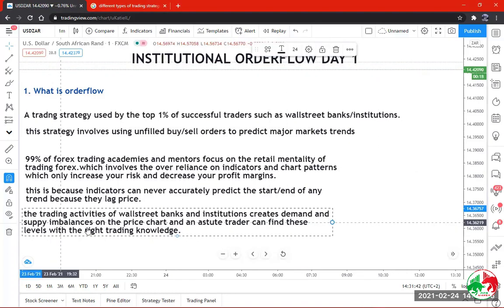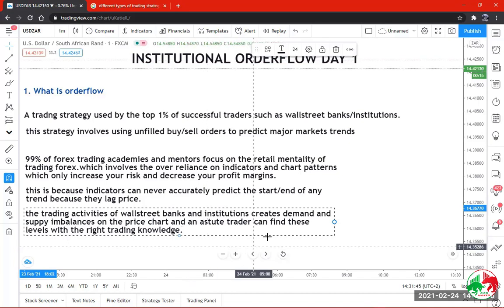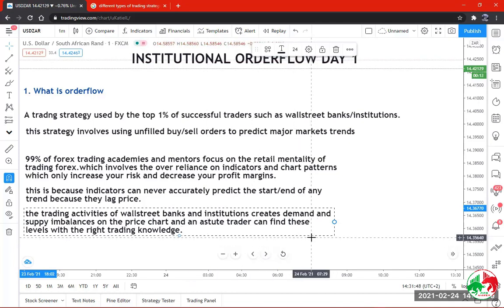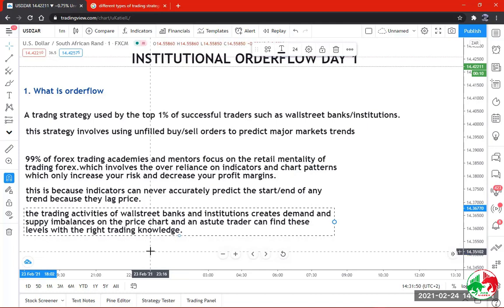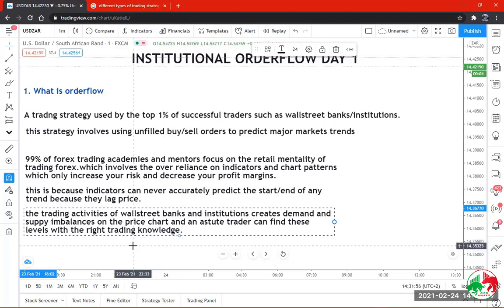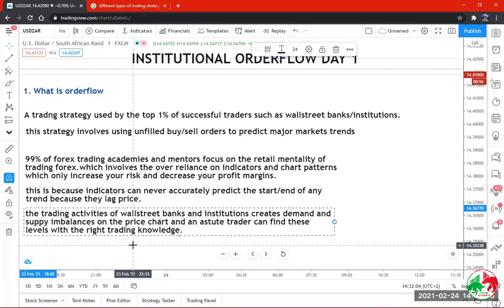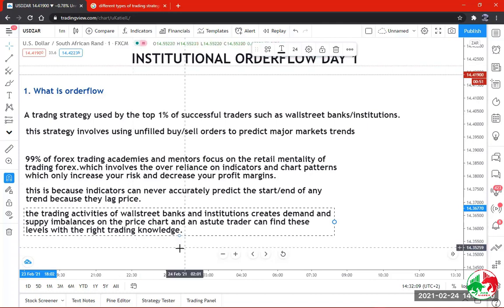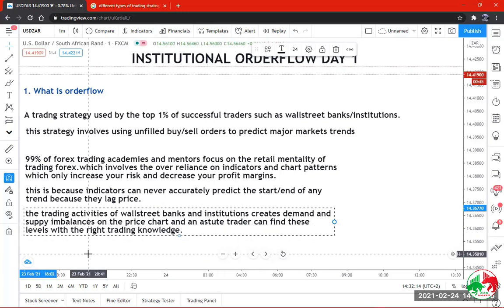Trading activities of Wall Street banks and institutions create demand and supply imbalances on the price chart, and an active trader can find these levels with the right trading knowledge. Basically, each time banks and institutions place their trades, they create supply and demand imbalances on the price chart. So an astute trader can find these levels with the right trading knowledge. This is what I'm going to be focusing on in the professional side.